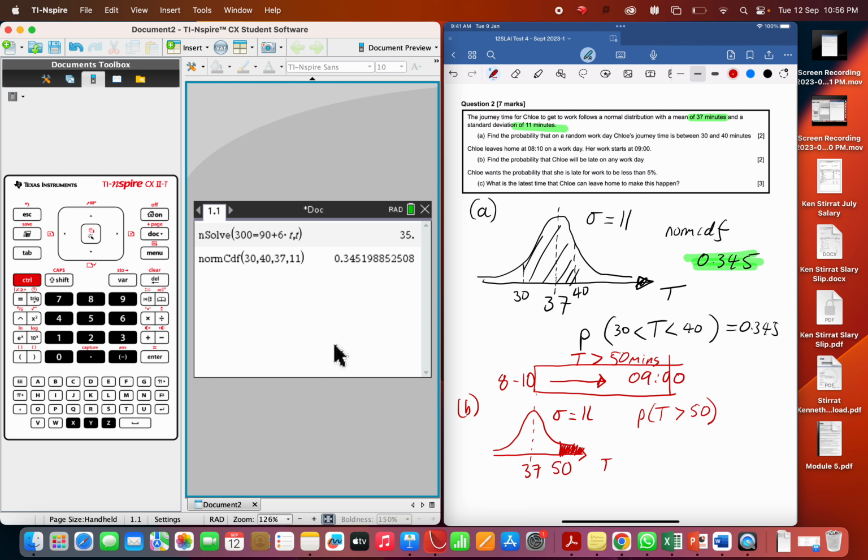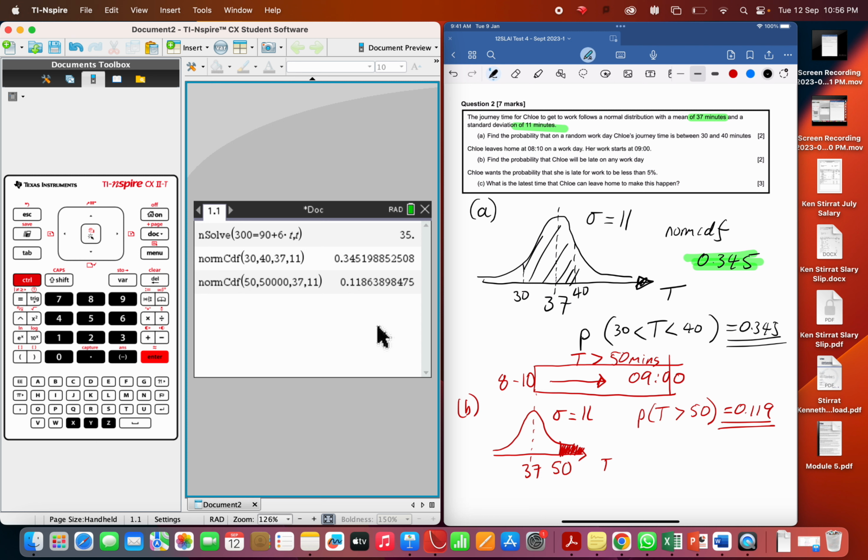So now we've reached the calculator again. And we can just go up, up, return, and the lower bound is now 50. Upper bound, you've been taught just to put in a very, very big number. I'm going to put 50,000 in, 37, 11, boom. So the probability of more than 50 minutes for the journey, which means she'll be late, is 0.119. Give that a little underline. Underline the previous one. Perfect.